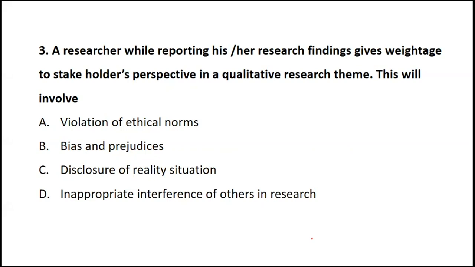Read the question very carefully. A researcher while reporting his or her research findings gives weightage to stakeholders' perspective in a qualitative research theme.